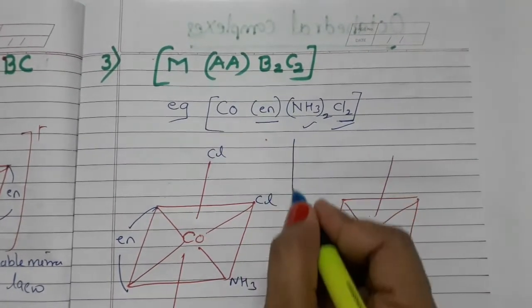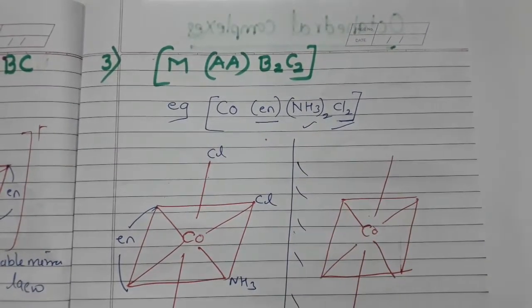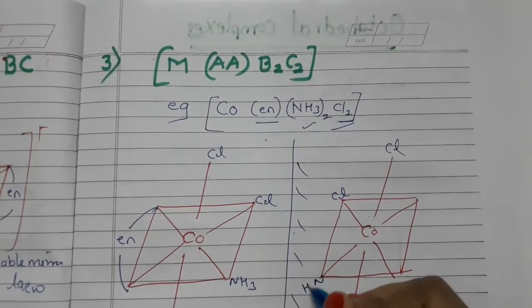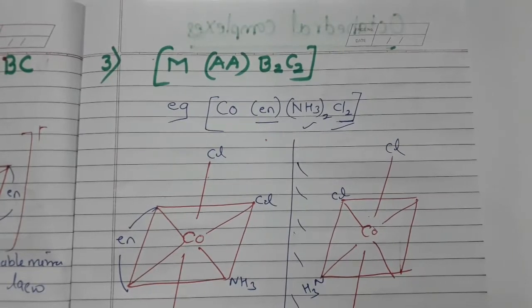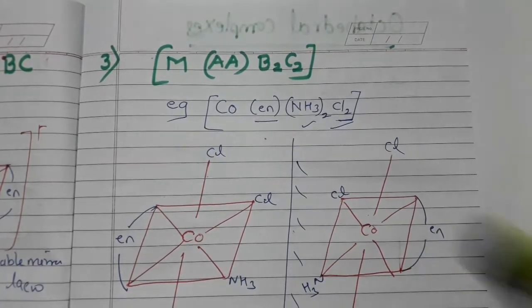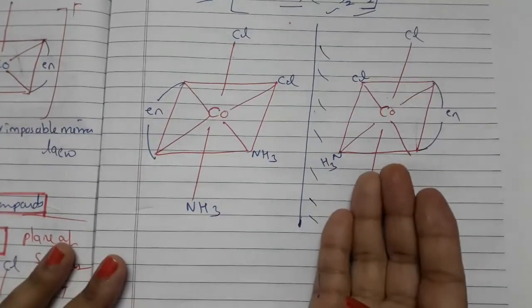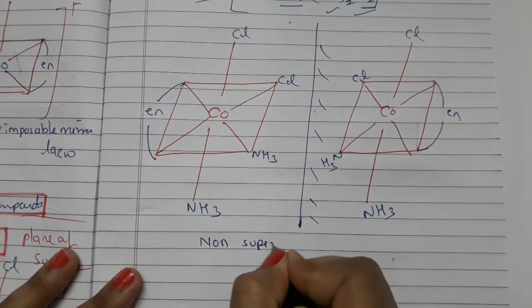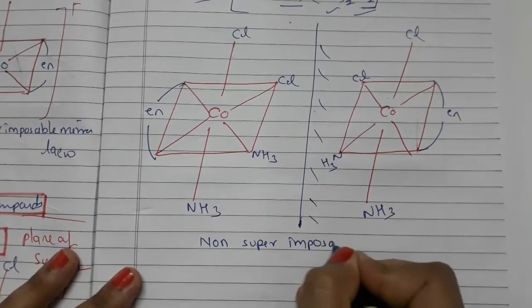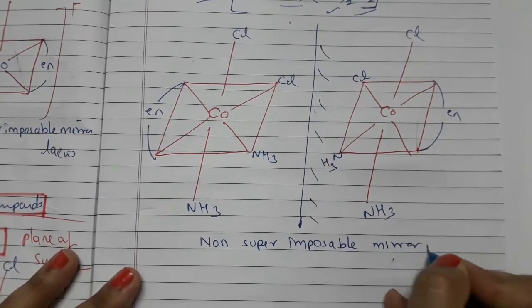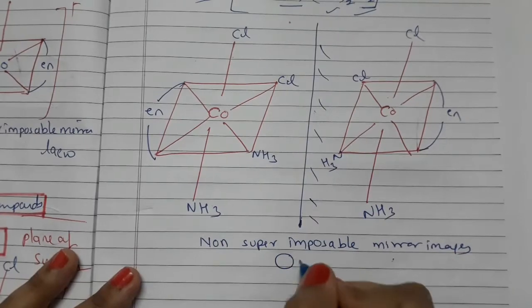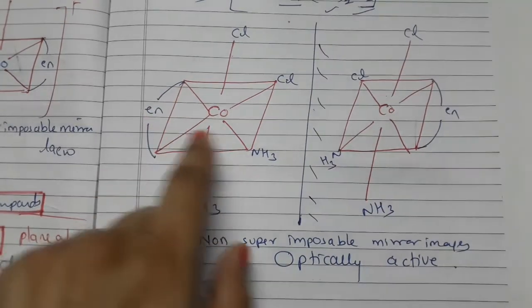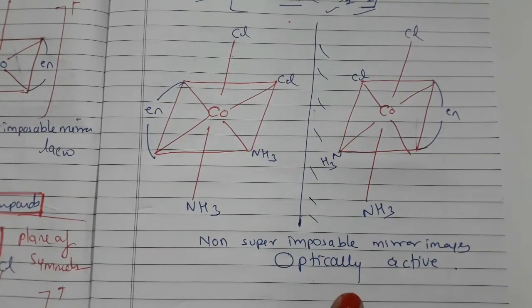Now, if I place a mirror and try to draw the mirror image, what will I get? Cl will come here, Cl will come here, NH3 will come here, NH3 will come here, and here I will get ethylene diamine. Now students, if you lift up this molecule and place it on the first molecule, you will find that they are non-superimposable mirror images of each other. It means they are optically active. So these two are the optically active isomers of each other.